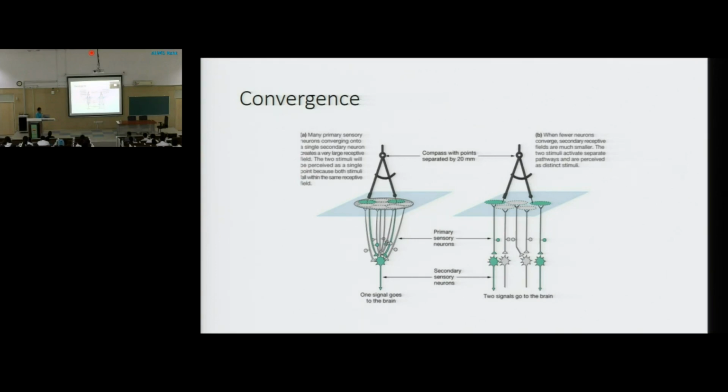And here you can see there are more secondary neurons, so the receptive field for these secondary neurons is much smaller compared to the primary neuron. What does this mean? In this case, two signals are going to the brain. So for two point discrimination, if convergence is more, two point discrimination will be less. If convergence is less, two point discrimination will be more. So what are the factors on which two point discrimination depends?